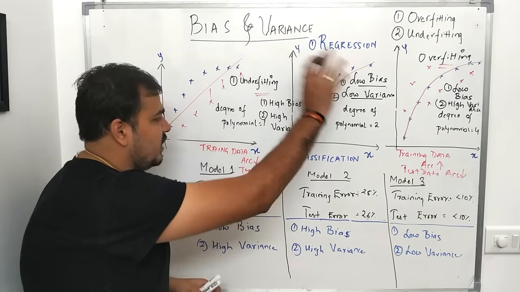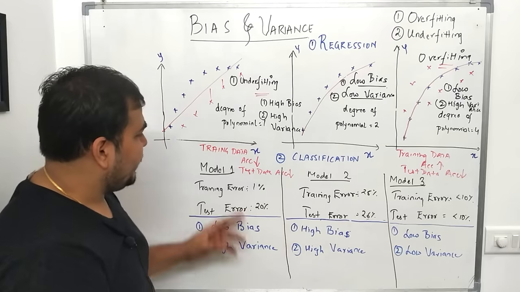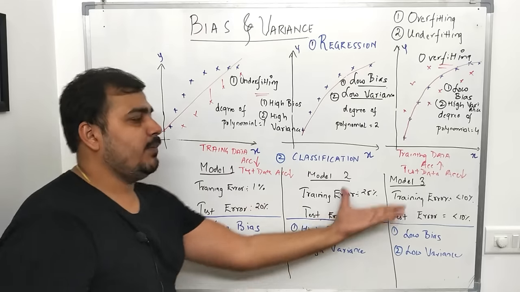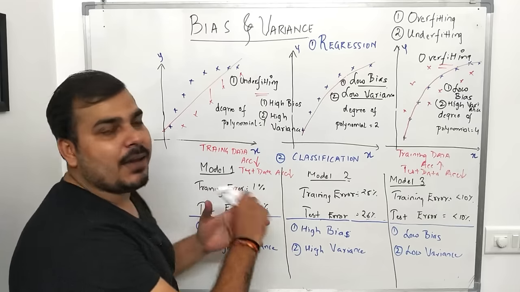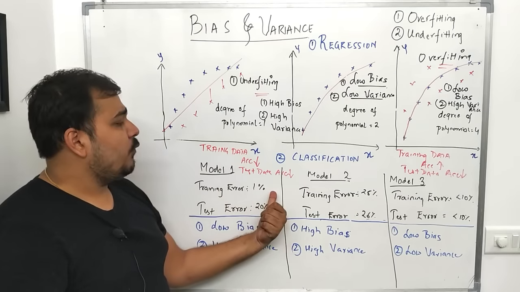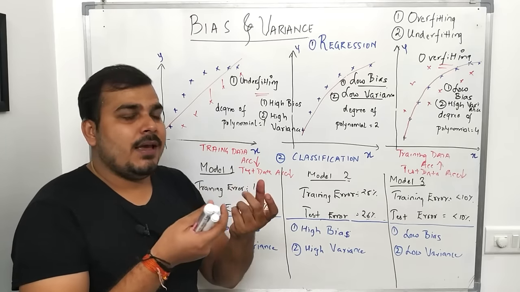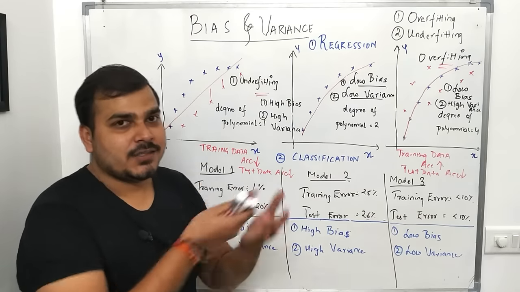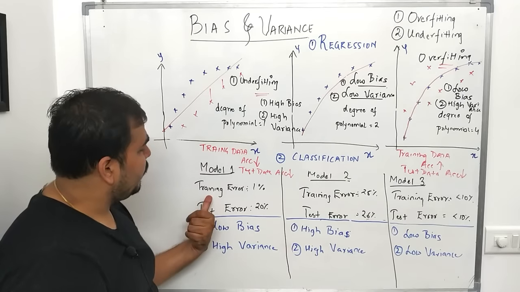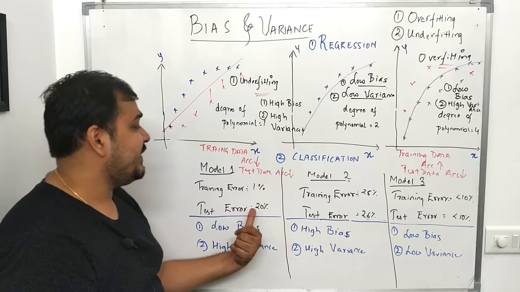Okay. This was with respect to the regression problem statement. Now, let us go to the classification problem statement. Suppose I've used three models with three hyperparameter tuning techniques. I have done some hyperparameter optimization. For the first model, model 1, my training error was 1%. Classification problem statement basically means I'm trying to check whether my model is able to do a binary classification, like yes or no. And usually you know that we use a confusion matrix for that, right? So over here, suppose my model 1 gives a training error of 1%. My model 1 gives a test error of 20%.